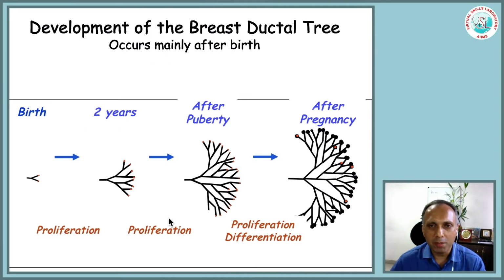If you look at the development of the breast ductal tree, this occurs mainly after birth. So there are very few ductules. As the age advances, they go on elongating and branching under the influence of estrogen hormones. And after puberty also, there is considerable branching and elongation of these ductular units. And it is only during pregnancy, under the influence of progesterone hormones, that you start getting these dramatic changes of branching and differentiation of these ductules into secretory units, which are known as the acinar units.